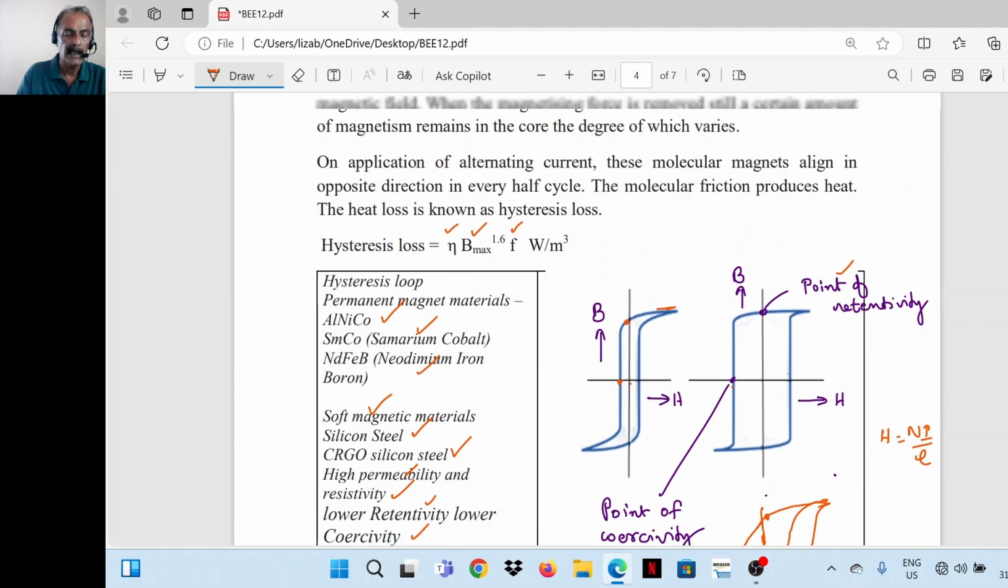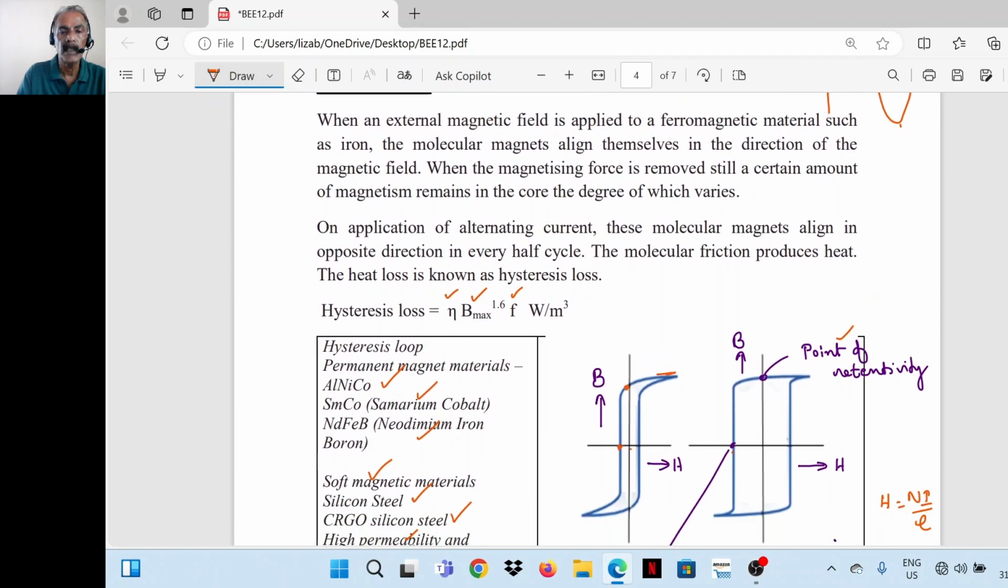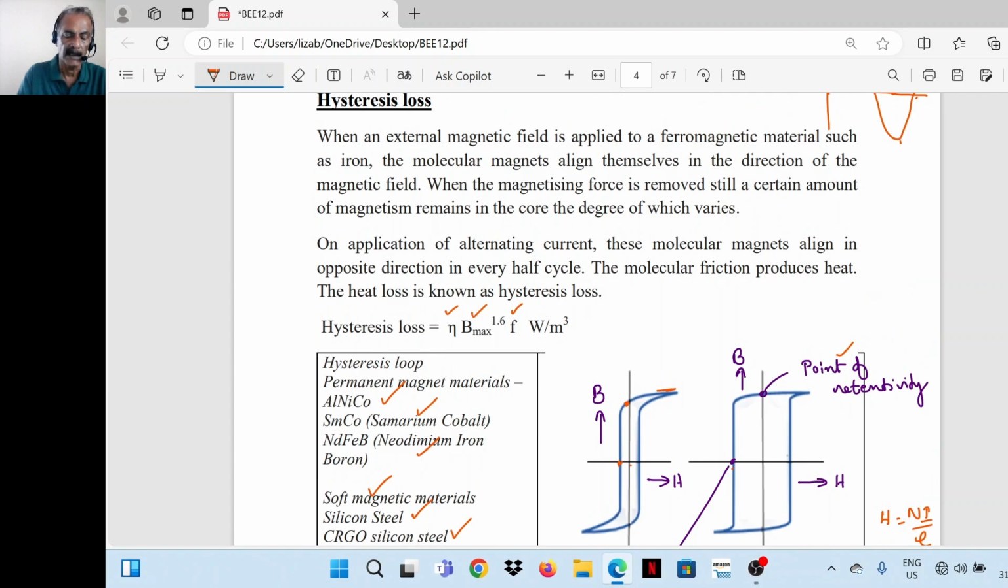So why is hysteresis loss happening? It is because of the molecular friction. The molecular magnets are getting aligned in one direction during one half cycle and in the opposite direction during the other half cycle. Because of this continuous alignment change, there is molecular friction, and because of that, heat is getting generated in the core.